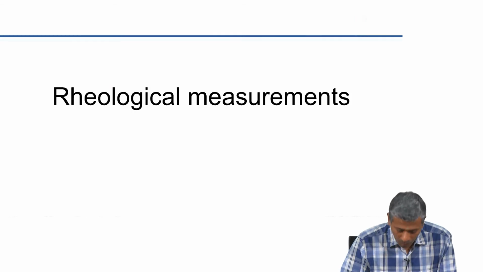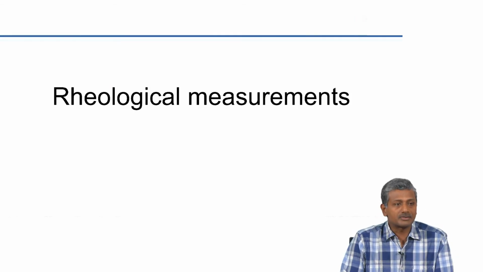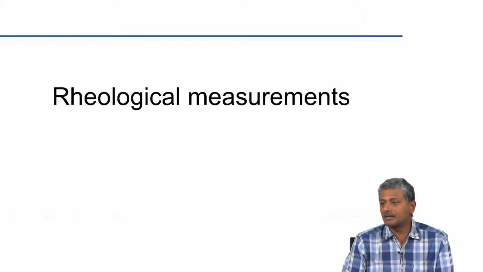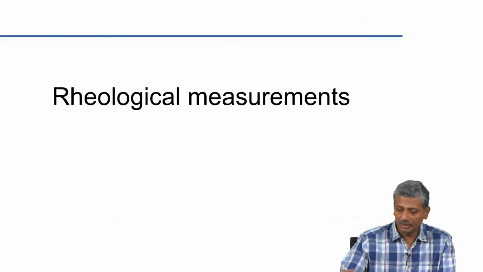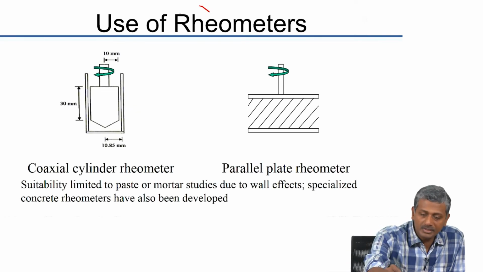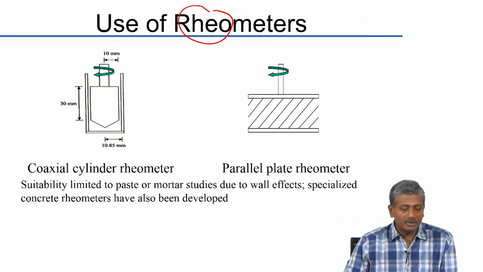So, what this leads to is, how do we actually measure these rheological characteristics? As with any other measurement, it involves sophisticated equipment which is going to be expensive. So, in terms of direct measurement of rheology, we use what are known as rheometers. Okay. Measurement of rheology is done with rheometers.